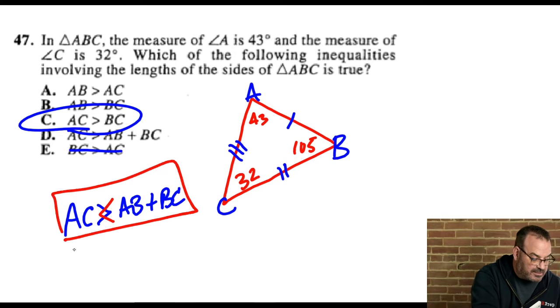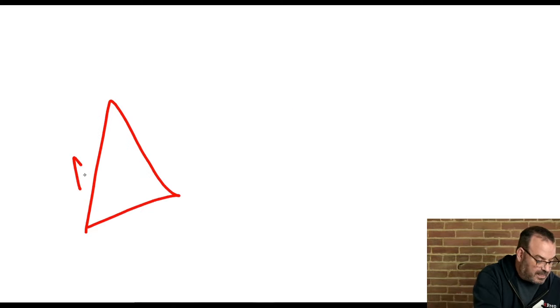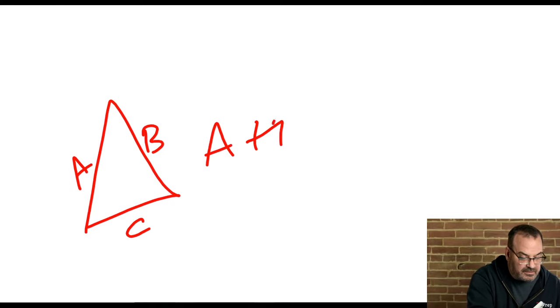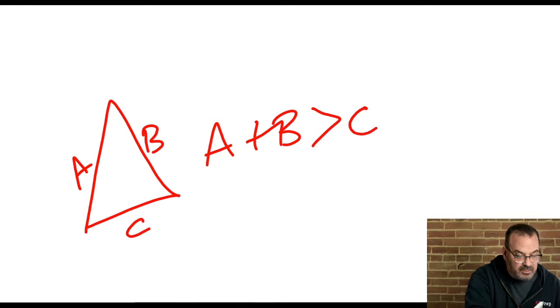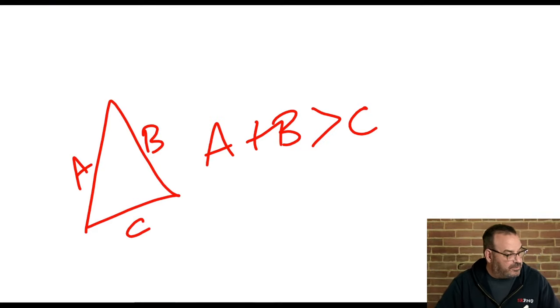Let's throw that in as a lesson. If I have a triangle with sides A, B, and C, the sum of any two sides must be greater than the third side, or you don't have a triangle.